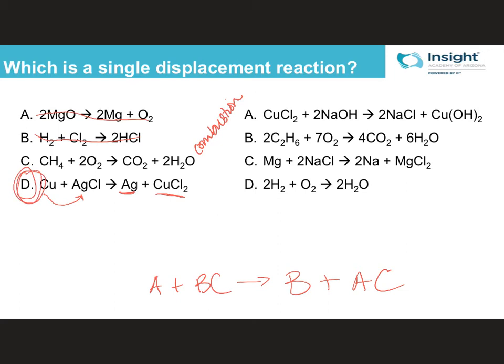So using that thought process, see if you can find the single displacement reaction in the second set. Pause the video if you need some more time. All right, again, this one doesn't have two reactants and two products, so I can automatically get rid of that one. I've got another combustion reaction here, so I can get rid of that one. And while I see metals and maybe some stuff switching around in here, I don't see any metals on their own in this reaction, so I can cross out A. C is my single displacement with magnesium displacing the sodium.